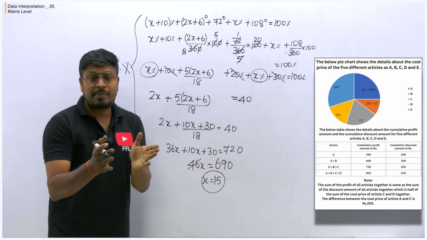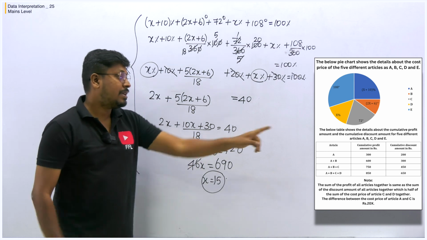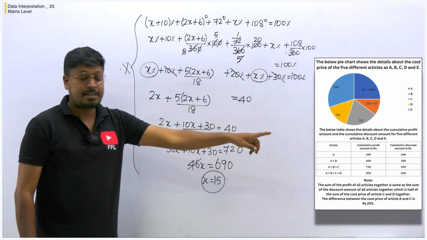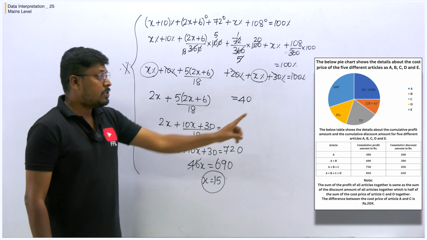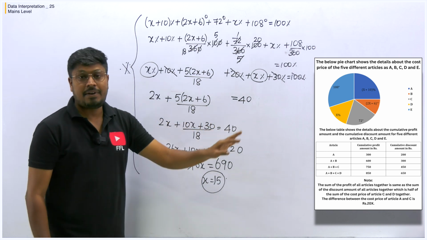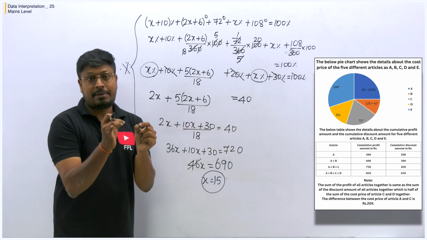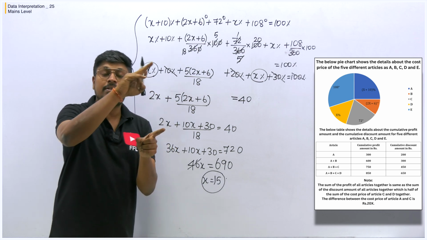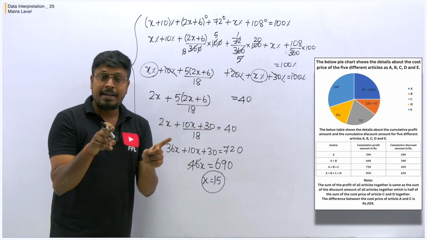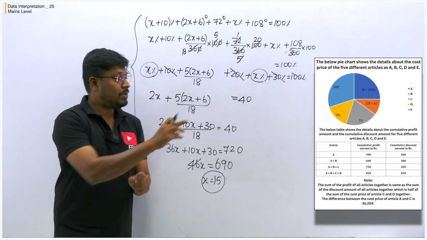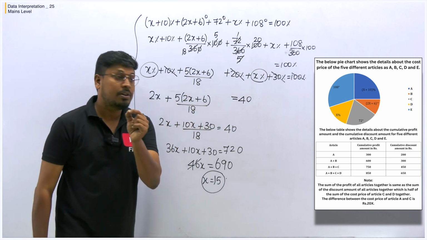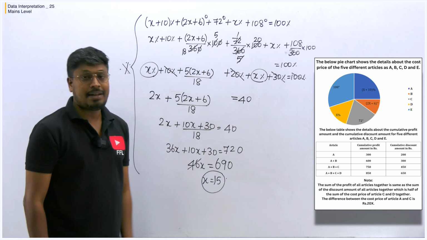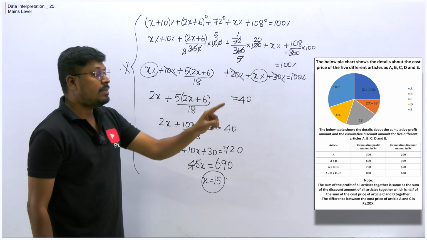After getting the value of x, finding all the values in the pie chart is easy. What is article A? Article A will be x plus 10 percentage. X is how much? 15. So 15 plus 10 is how much? 25. So article A will be 25 percentage. Now our target is to find the total cost price of all the 5 articles. Here they have given a small clue. Just see the note: the difference between the cost price of article A and C is 20x.